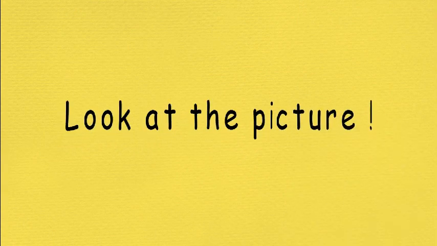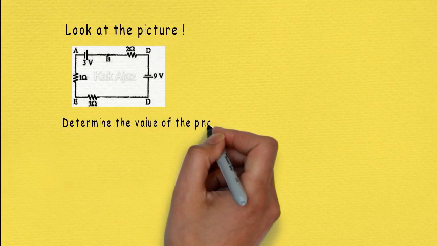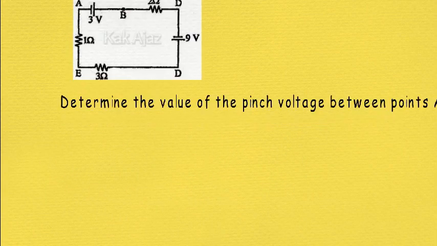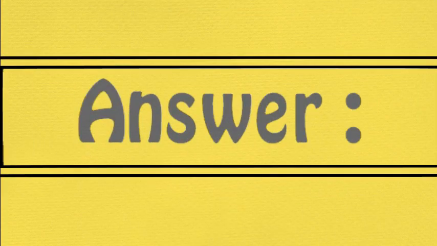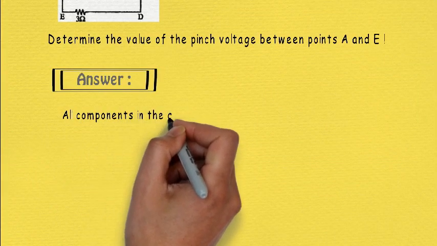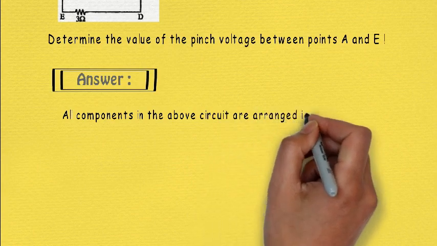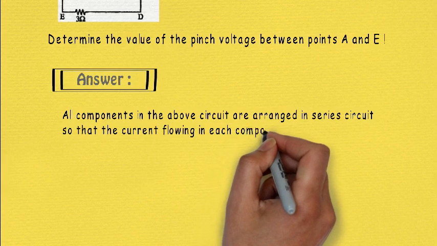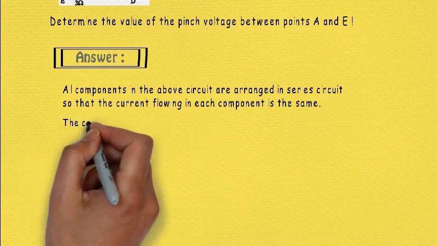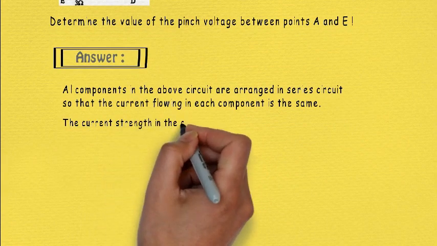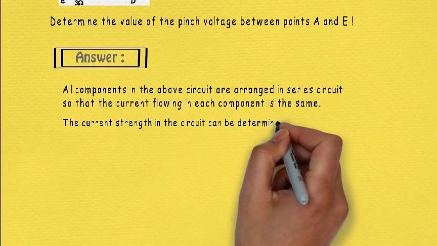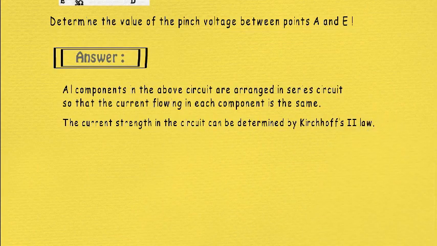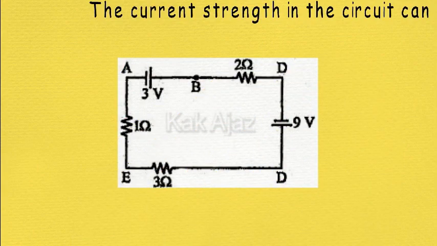Try to do this. Determine the value of the pin's voltage between points A and E. All components in the above circuit are arranged in series so that the current flowing in each component is the same. The current strength in the circuit can be determined by Kirchhoff's 2 law. The direction of the current is anticlockwise.